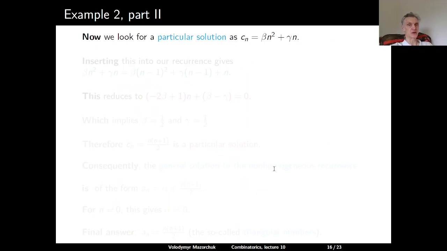But let us look at the particular solution as a polynomial of degree 2. So let's look for c_n in the form beta n squared + gamma n.